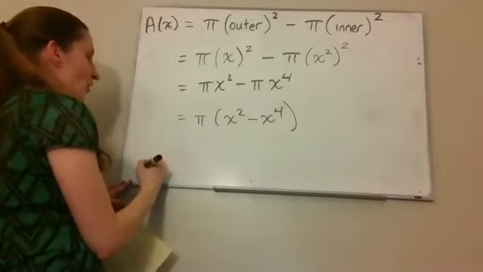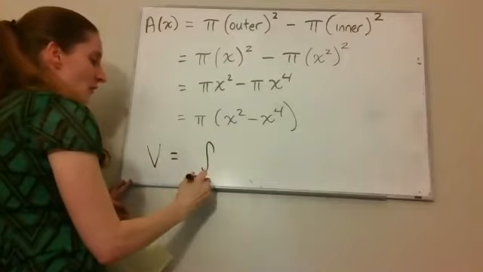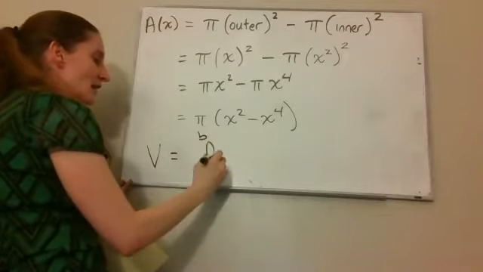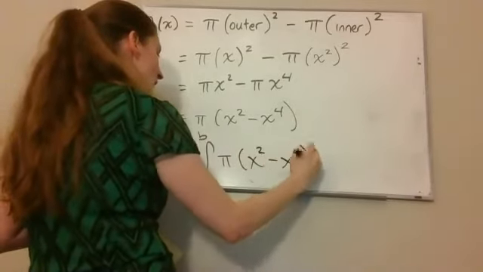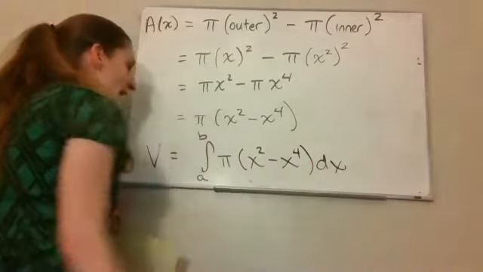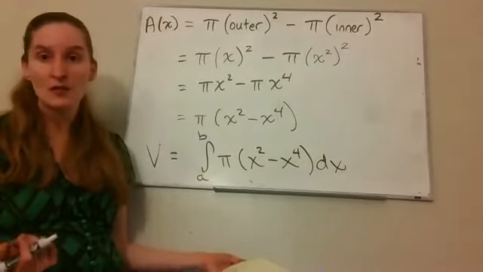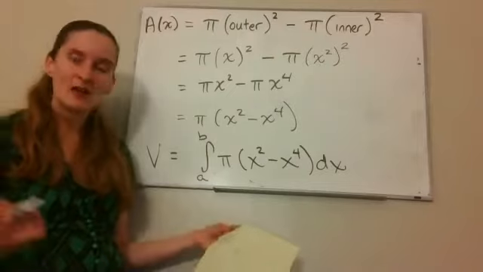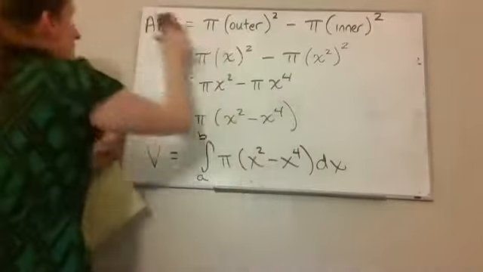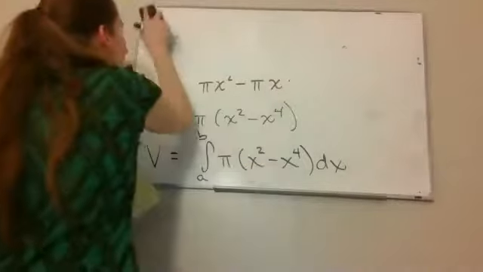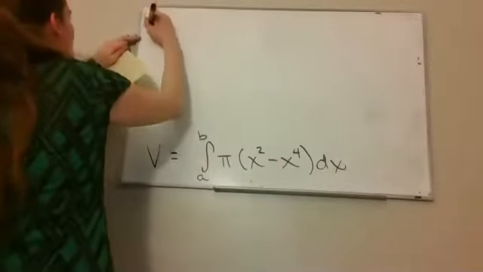So I know my volume is going to be equal to a definite integral from some a to some b of pi times x squared minus x to the fourth with respect to x. So now I just have to find the bounds of integration. And how do we do that? Well, those are the x values where the two graphs intersect each other. So let's find our bounds real quick.